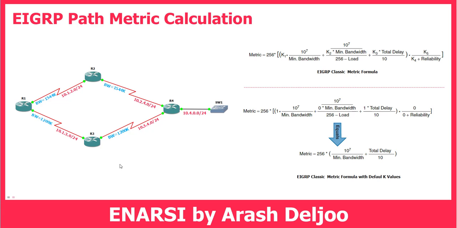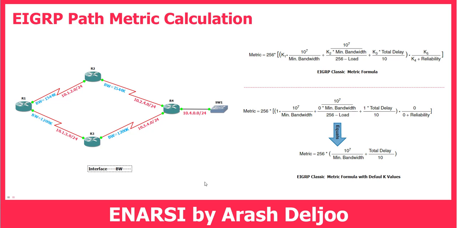Let me first start with the parameters that we are using for calculating the metric. You know that for each interface we have some parameters. For example, one of the parameters that we have for an interface is the bandwidth. And what is the bandwidth? The bandwidth means from this interface how many bits can be sent in 1 second.